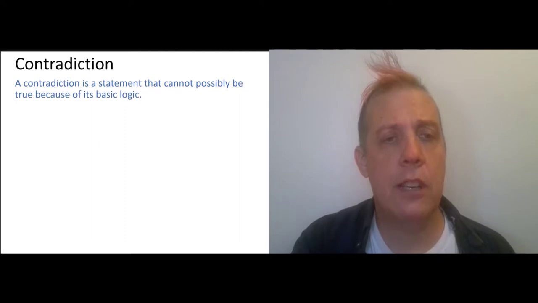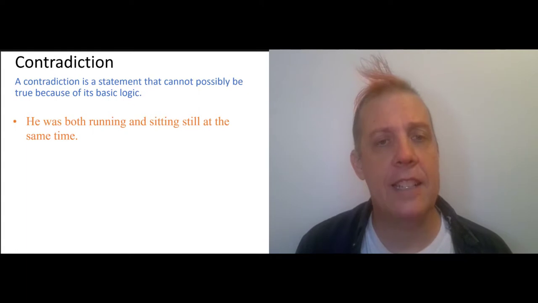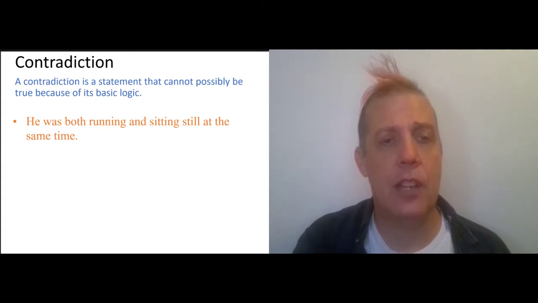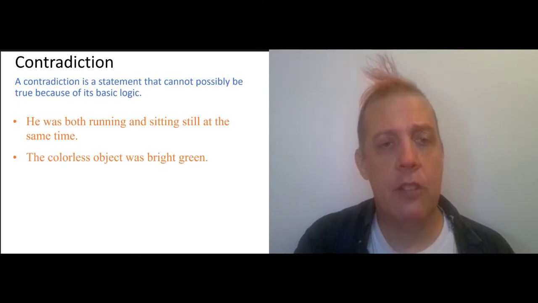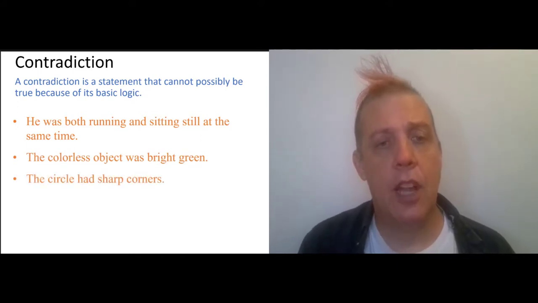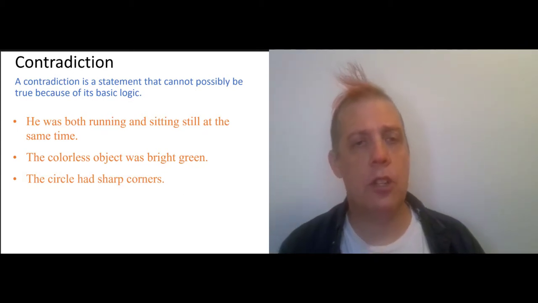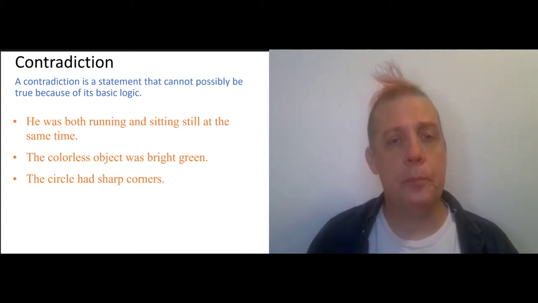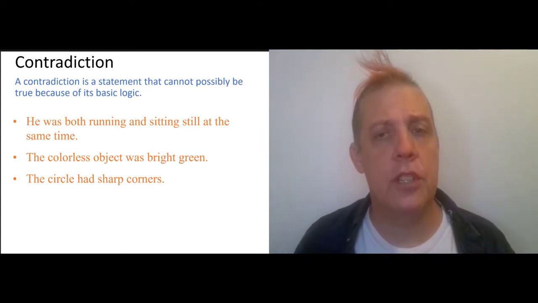And we talked about ordinary English examples of this. So if I say he is both running and sitting still at the same time, I have contradicted myself. That is a statement that has to be false because of its logic. The colorless object was bright green. Contradicts itself. The circle had sharp corners. Contradicts itself. And on the test as well, you had to identify ordinary English sentences that were either contradictory or tautologies or contingent sentences.